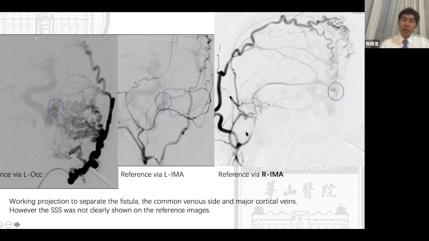And the right internal maxillary artery angiography shows the same site of the fistula is here. And here is the common vein segment, the same location of the fistula. So this gives us a very clear diagnosis about the site of the fistula. And this is the common vein. The blue circle is the site of the fistula.